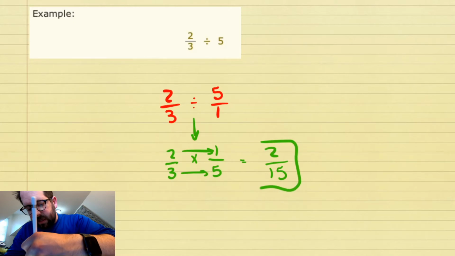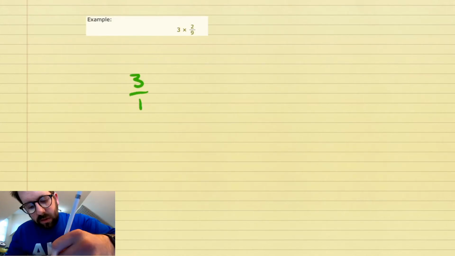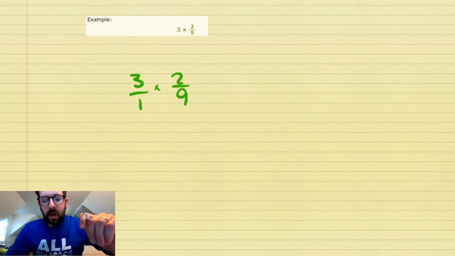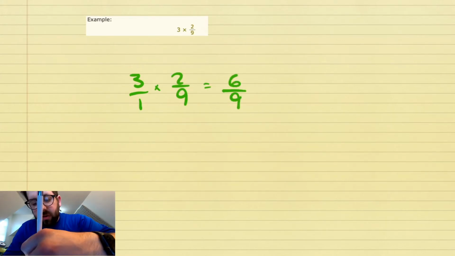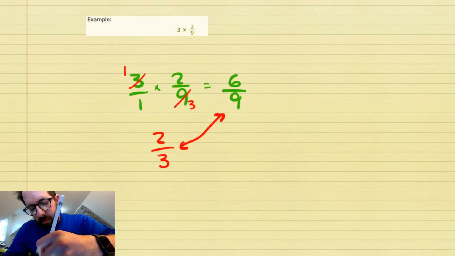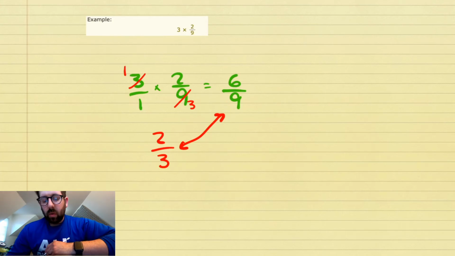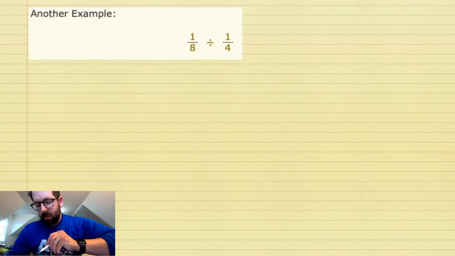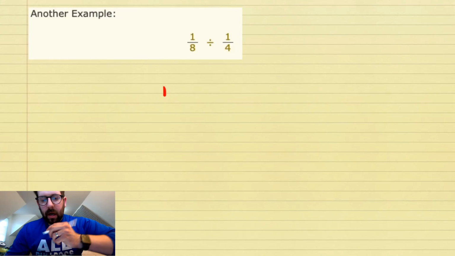So 2 over 15. Let's go to the next one. We have 3. So 3 over 1. We're multiplying it by 2 over 9. So what we have here is, we could simplify this, but if I want to go straight across, get 6 over 9, that's fine. If you wanted to simplify, I could divide these both by 3. So I'd get 2 over 3. That's the same thing as that. It's the same fraction. Because you simplify diagonally and then just multiply straight across, so you get 2 over 3. Or 6 over 9 if you want. They're the same fraction.